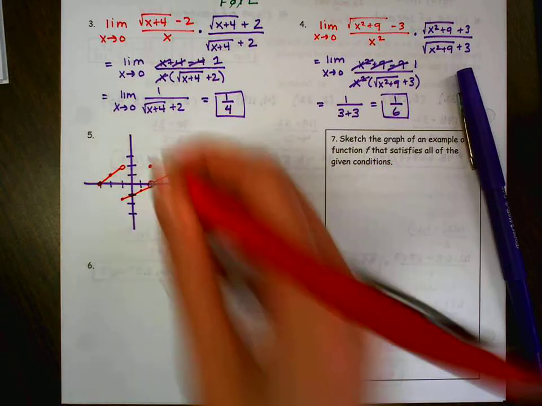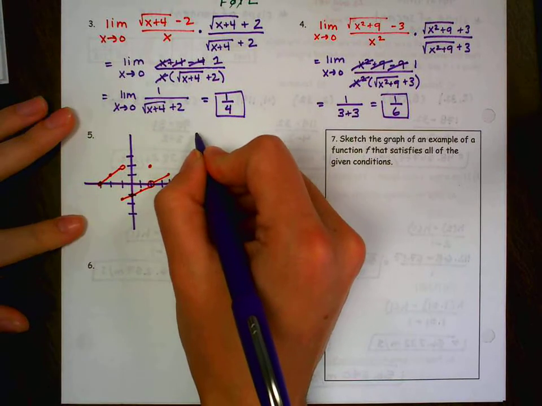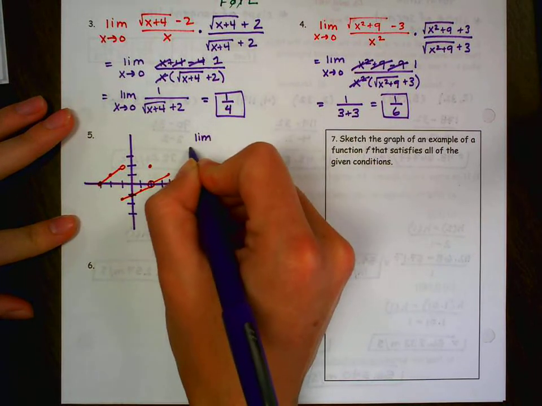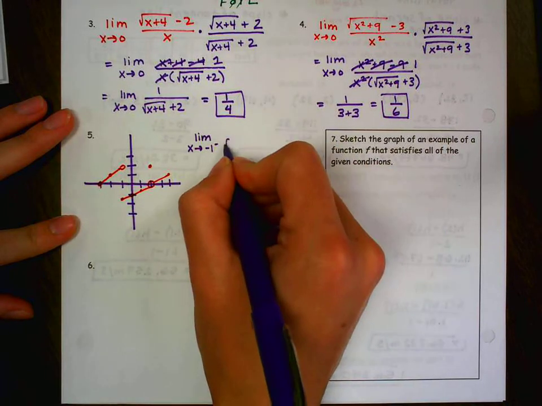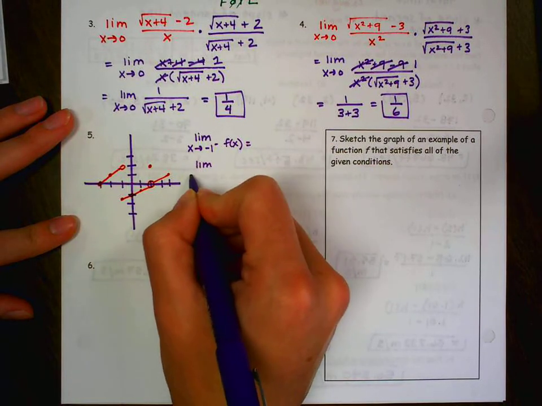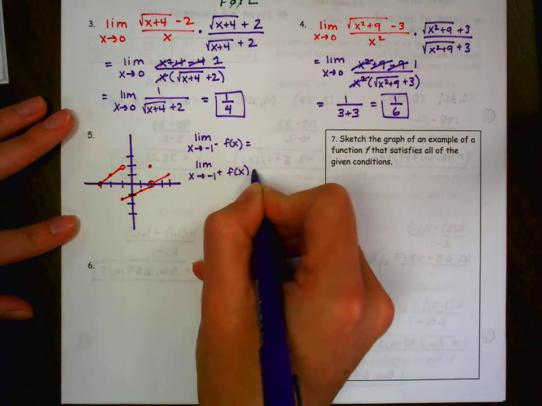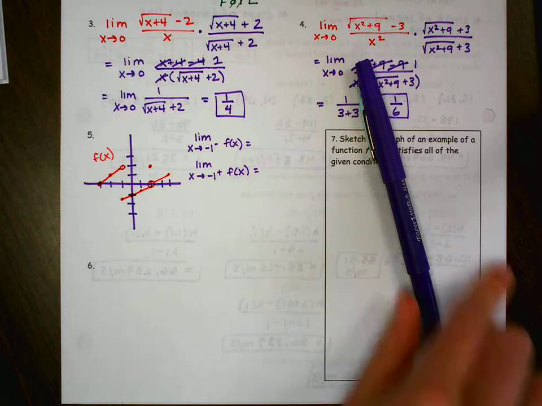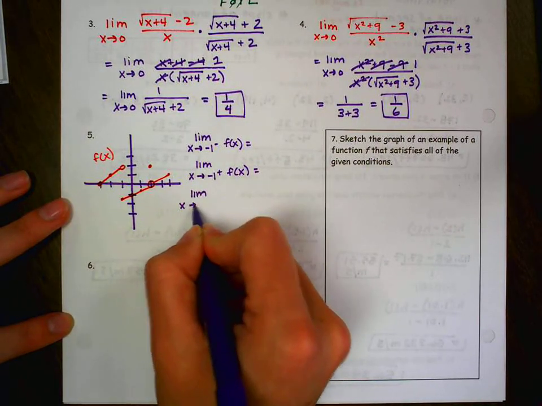Okay, I want you guys to try these on your own first, but maybe just pause it after I write them all down. So I want you to find the limit as x approaches -1 from the negative side. I want you to find the limit as x approaches -1 from the positive side. I should probably note that this is my function f of x in red. I want the limit as x approaches -1.